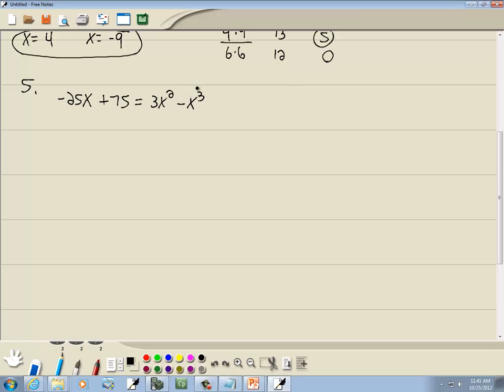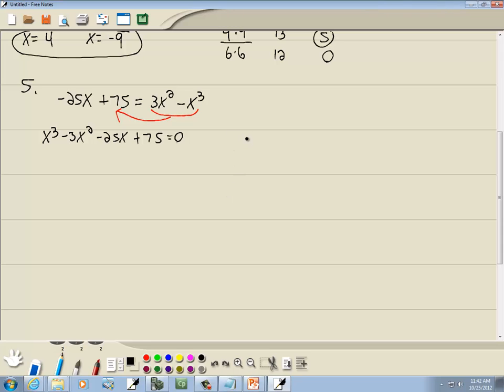Well, our largest power of x is x to the third. I want that to be a positive. So I'm going to take these 2 terms here and move them over to the left side. When I take them over, the signs of them change. So the negative x to the third becomes a positive x to the third. The 3x squared becomes a negative 3x squared. And the negative 25x plus 75 remain there.